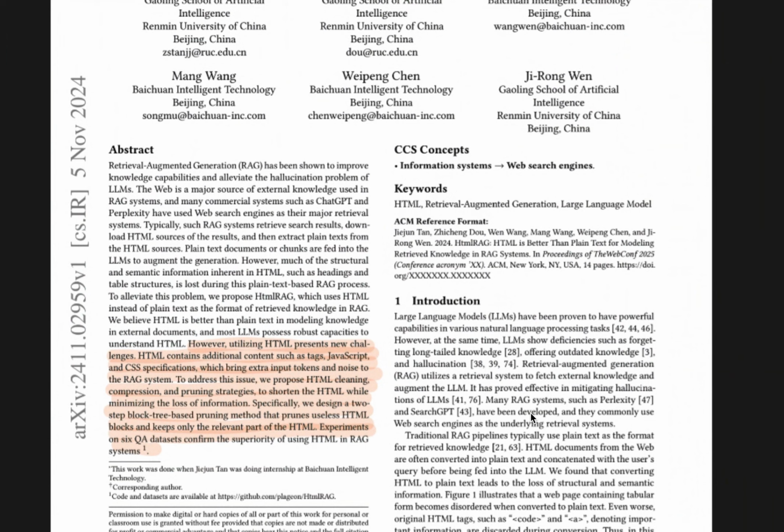So yeah, let's dive in. The most important part which they have said is that whenever we are working on a RAG system, parsing is the major problem, right? The point they make is that the web is a major source of external knowledge used in RAG systems, and many commercial systems such as ChatGPT and Perplexity use web search engines in their major retrieval systems.